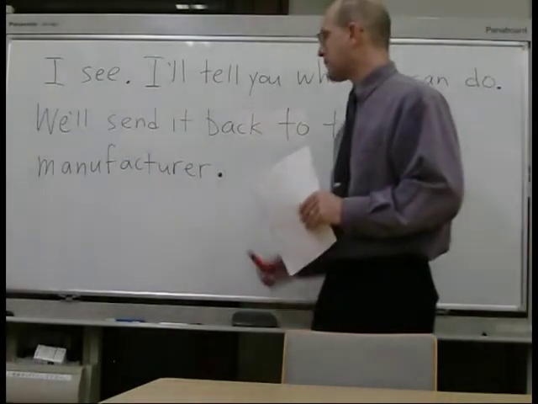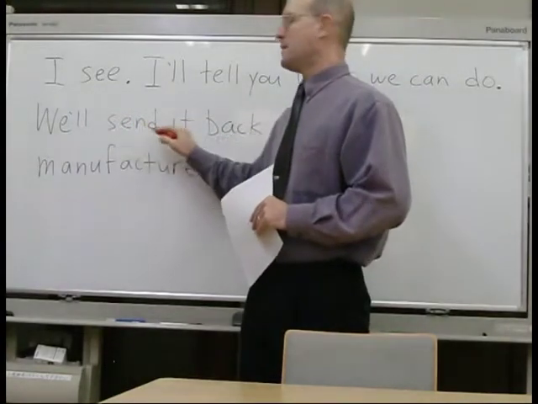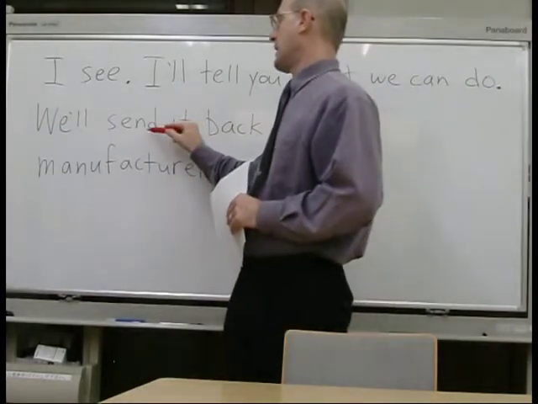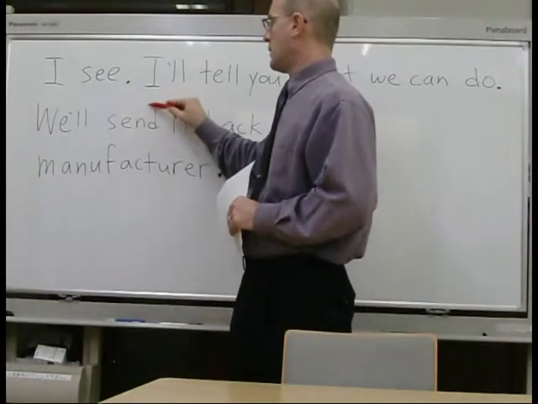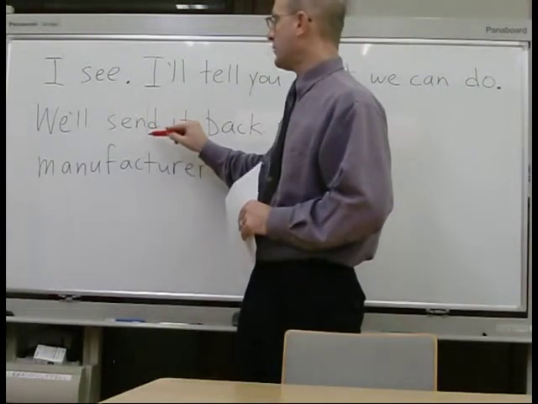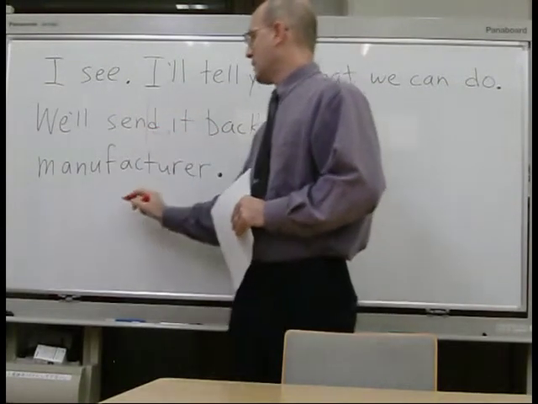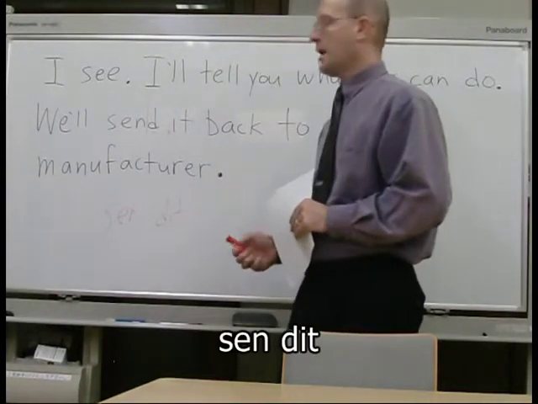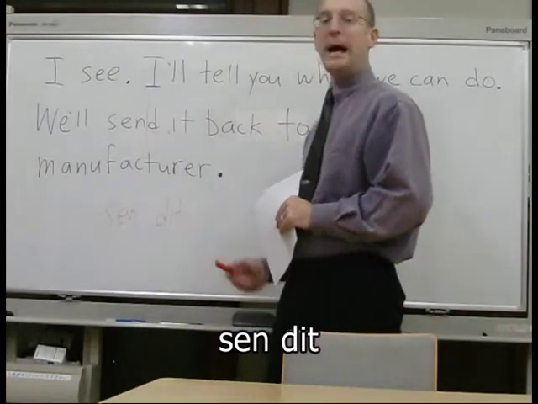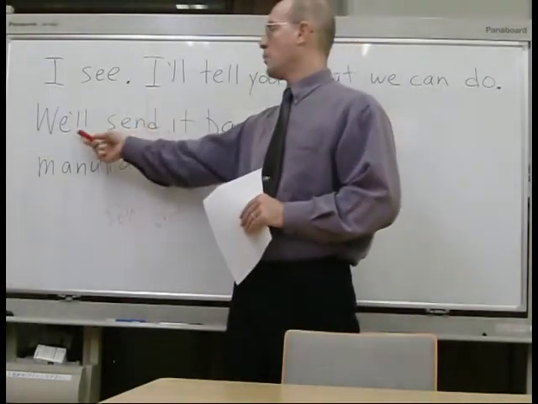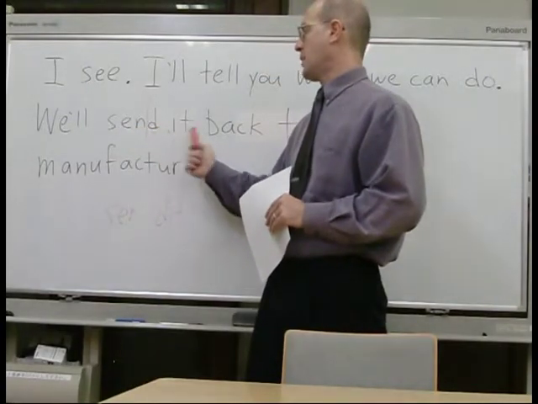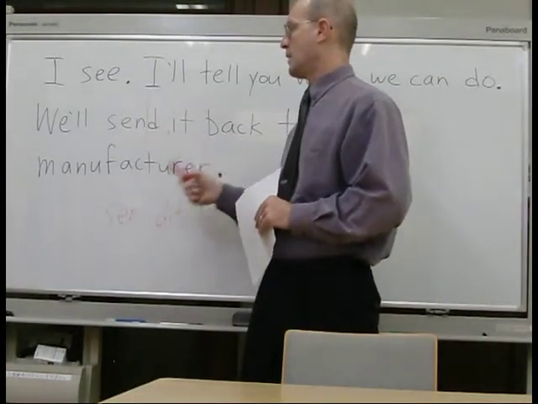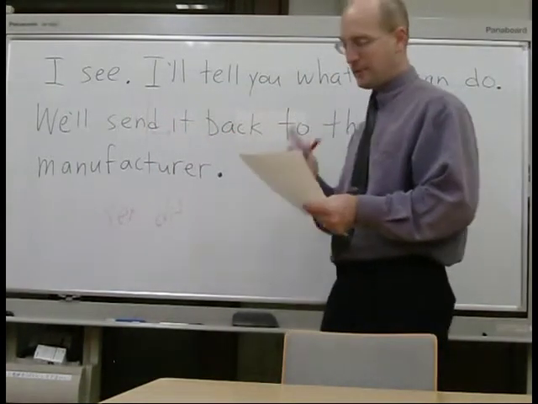And the first one would be right here. Send it. As usual, we can find an example of liaison here. When we speak quickly, we'll tend to cut this D off and move it over here. The result is something like send it. Okay? We'll send it back. Slowly, we'll send it back. Quickly, we'll send it back. Okay, that's the first one.